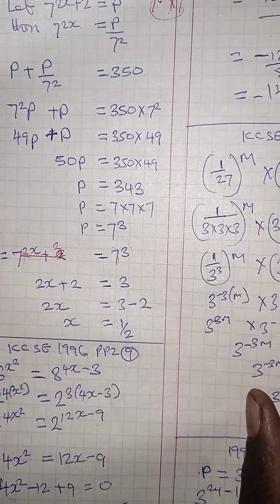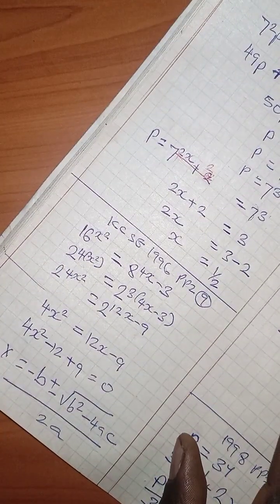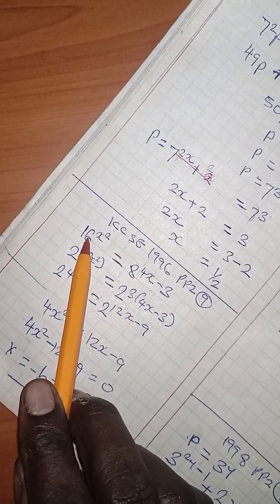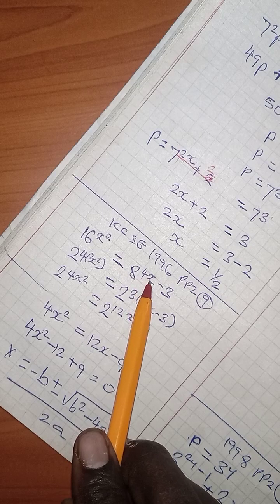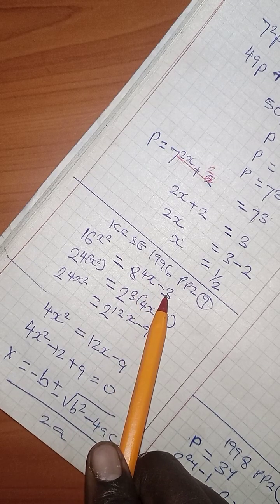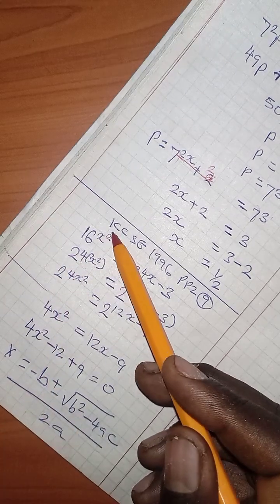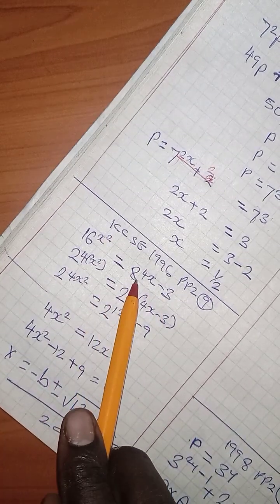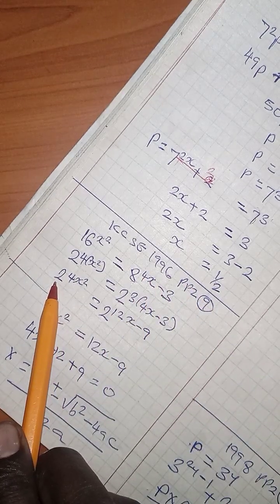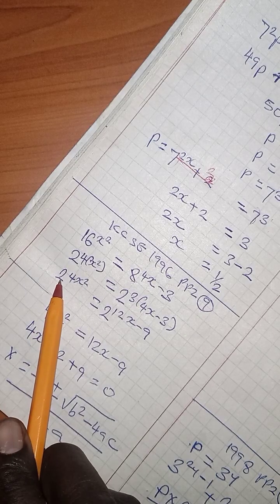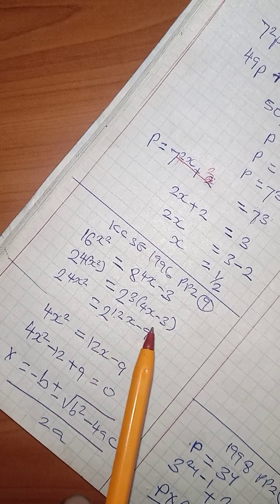Now, another index sum was in this paper. For this paper 1996, we have 16 raised to the power of x squared is equal to 8 raised to the power of 4x minus 3. Now, 16 can be written as 2 to the power of 4. Now multiply by that power x squared. 8 can be written as 2 raised to the power of 3. Multiply by this power. For this one, you get 2 raised to the power of 4x squared. For this one, you get 2 raised to the power of 12x minus 9.